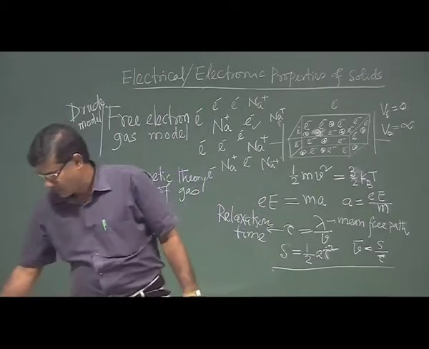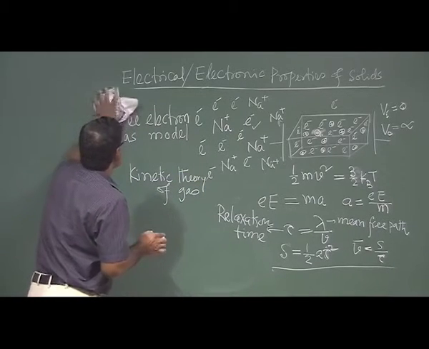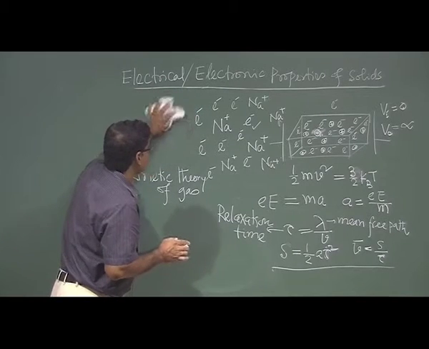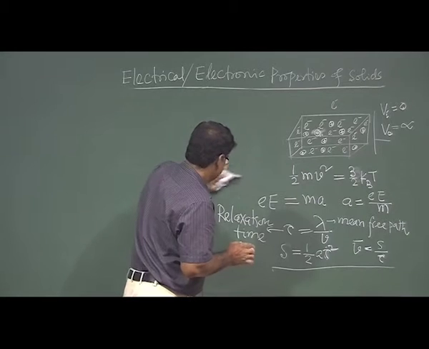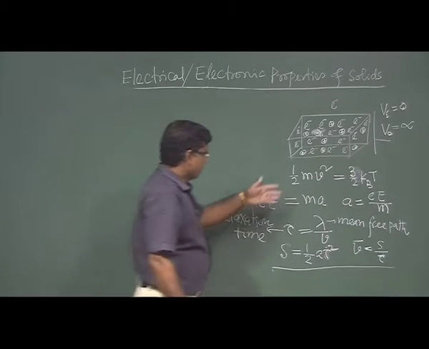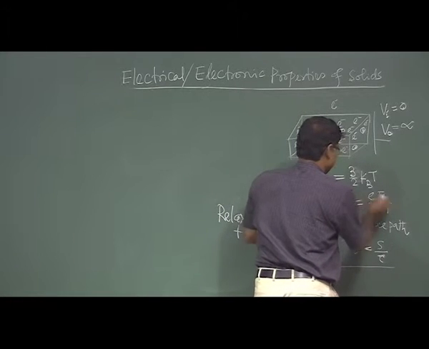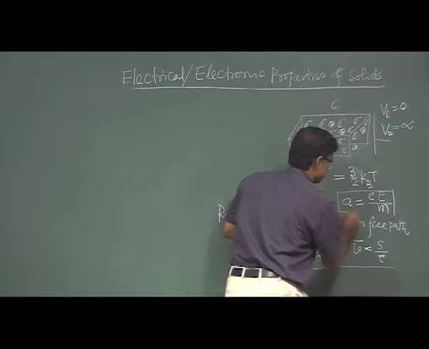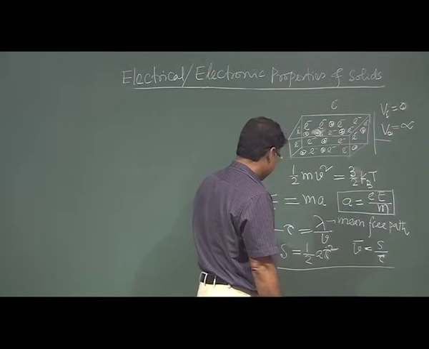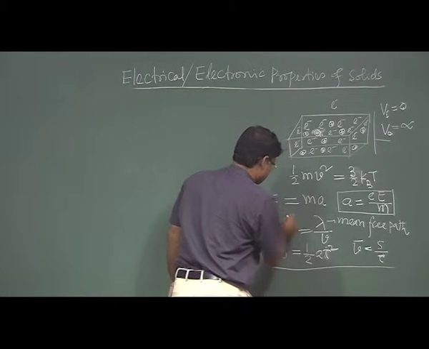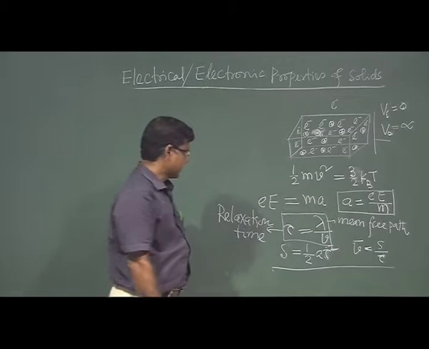So, we will continue our discussion. Based on the free electron gas model, we have seen that when we apply an electric field, that will be the acceleration of the electron, and relaxation time in terms of mean free path, that is another relation.